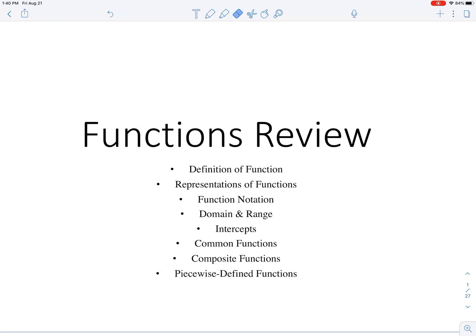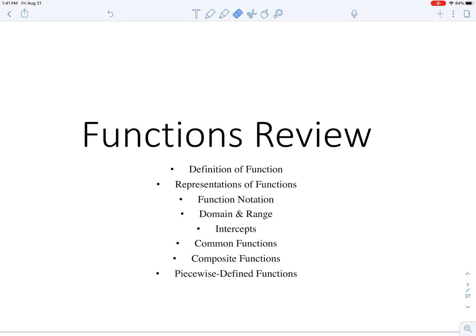Okay, so these notes are going to be our class's review of functions. Now, we're not covering everything that you've learned in Algebra 1, Algebra 2, and Pre-Calc about functions. This is going to be a very brief review, and I'm going to split this review into two different parts.